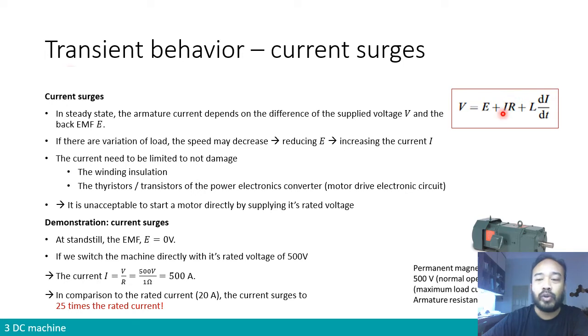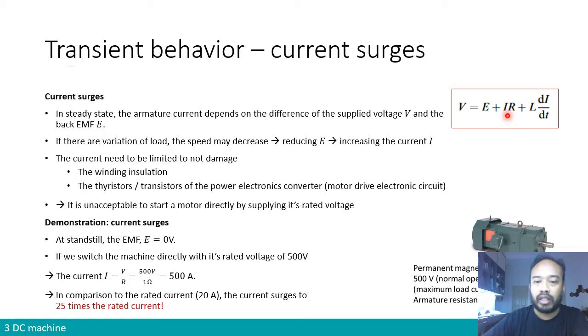Okay, so at no load, we know that I is close to zero, therefore we have V equals E. But at load, we will not attain the level of E that's equivalent to V, therefore there's a certain current that exists in this part of the equation, and the machine is drawing a certain current. If there are variations in load, which is the case of transient behavior, this IR product will become more prominent and increase. So imagine we are in steady state with a certain load. We have V, the supply voltage, we have E, which is smaller than V, and we have the product IR.